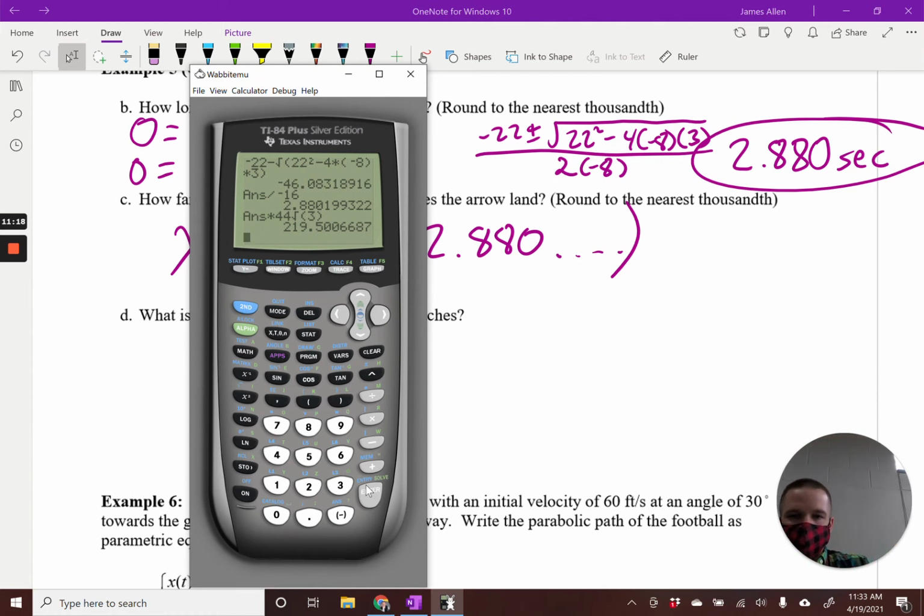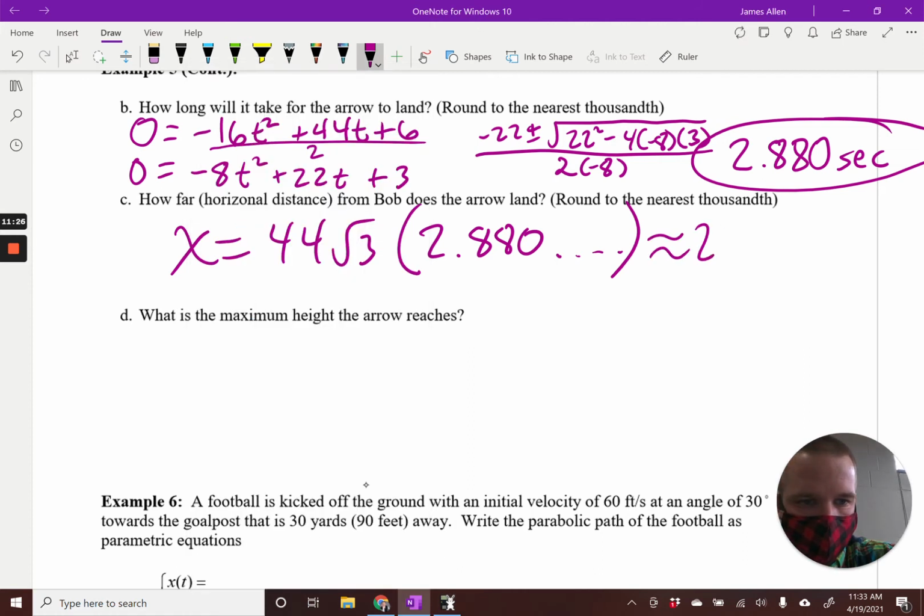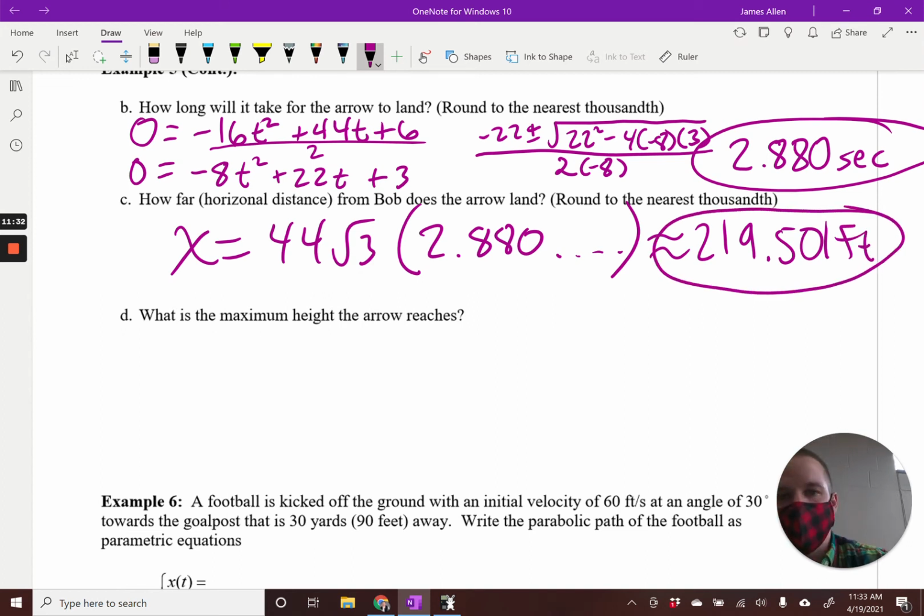All right, so I get 219.5006, so 501. All right. Feet. I think we're in feet. Yes, we are in feet. Awesome. Next one. What is the maximum height the arrow reaches?